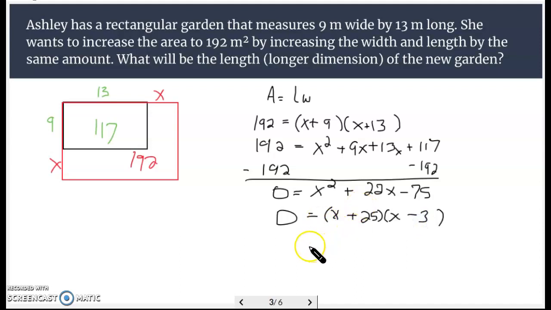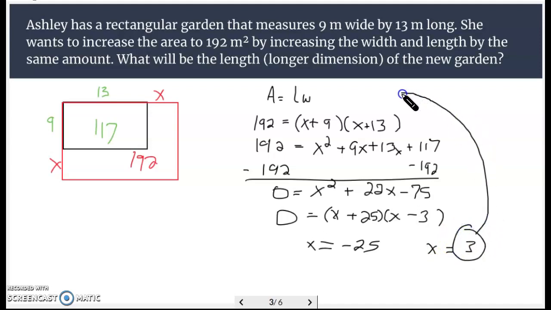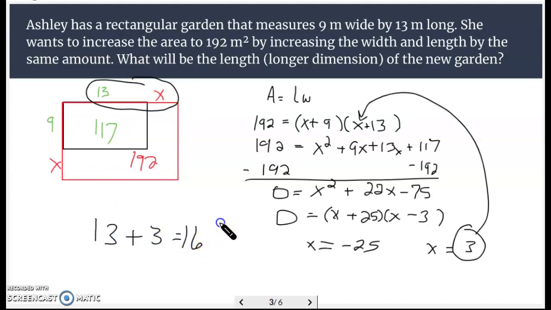Now we can set each of these equal to 0. We get x equals negative 25 here, x equals 3 here. The negative 25 doesn't make sense, the 3 does, but we're not quite done. They want to know what's the longer dimension. We're going to add 3 right up here to the x plus 3, because remember that's the longer dimension. And 13 and 3 obviously make 16. So the new garden is going to be 16. If they asked for the shorter side, 9 plus 3 would have been 12.